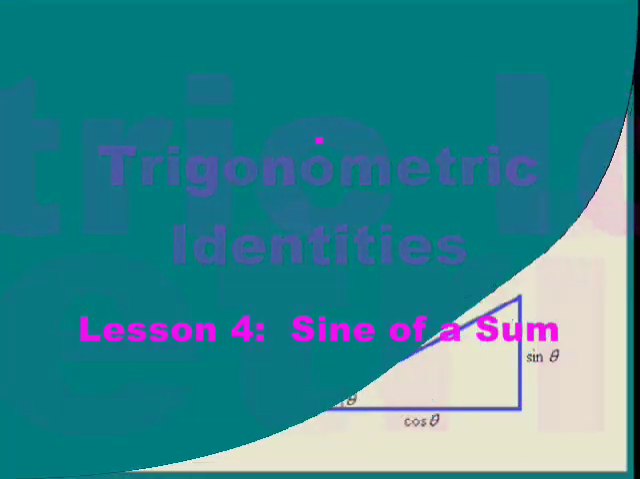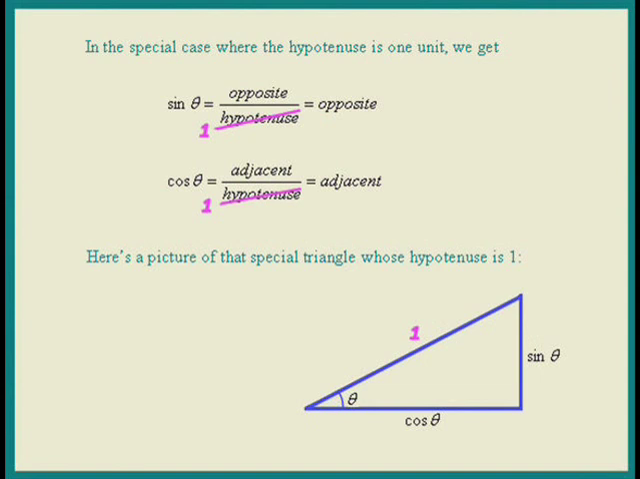Do you remember this picture from lesson 2? I took a screenshot. Sorry it's blurry. When the hypotenuse is 1, the opposite side equals the sine of the angle, and the adjacent side equals the cosine of the angle. We will use this result a few times in this lesson.